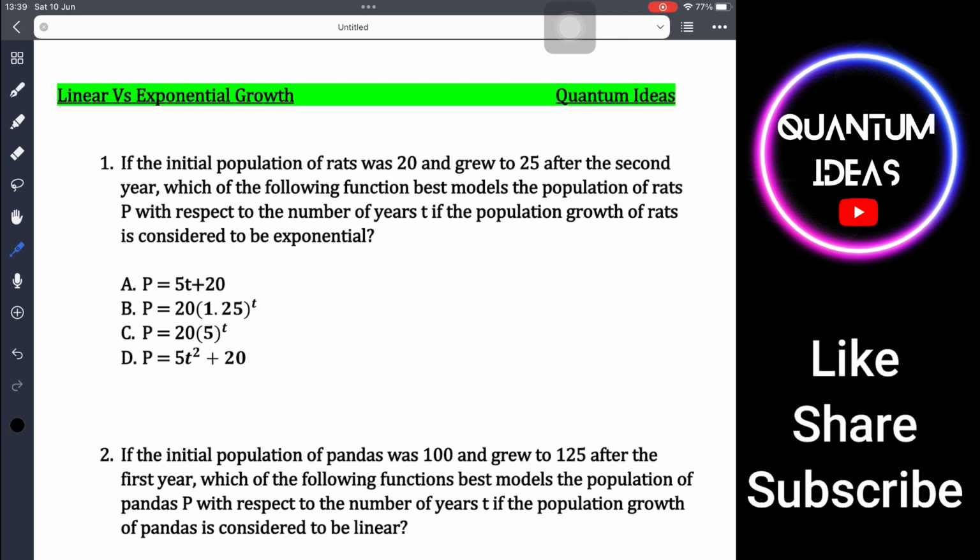Today I'll talk about some problems related to linear and exponential growth.